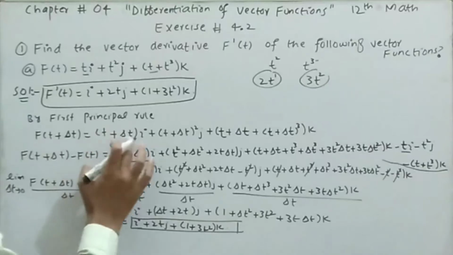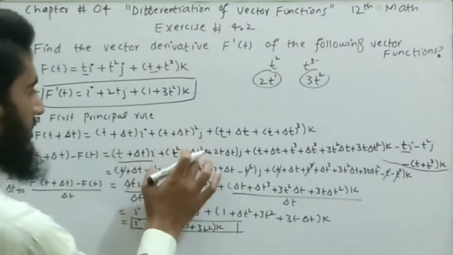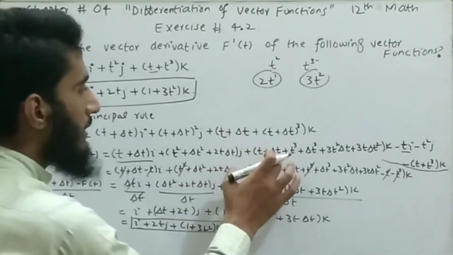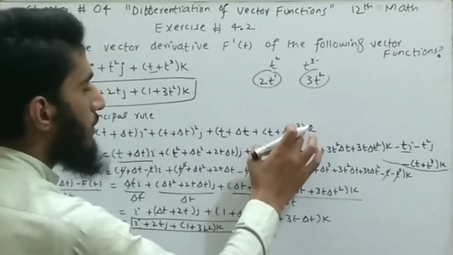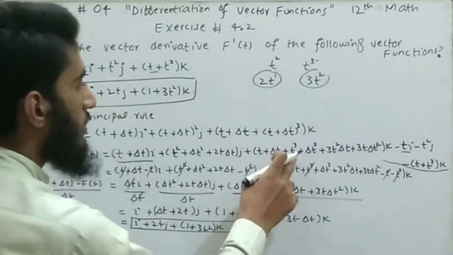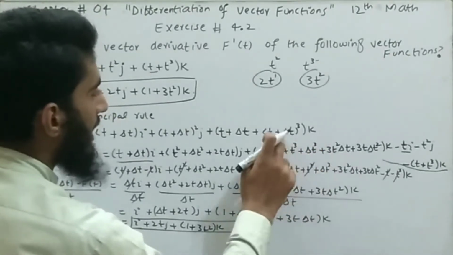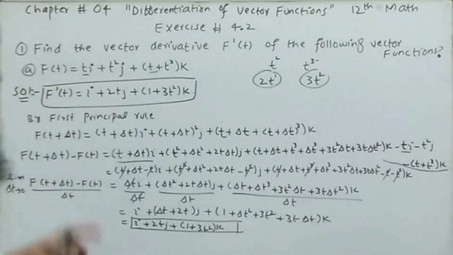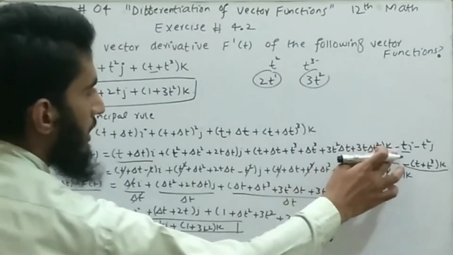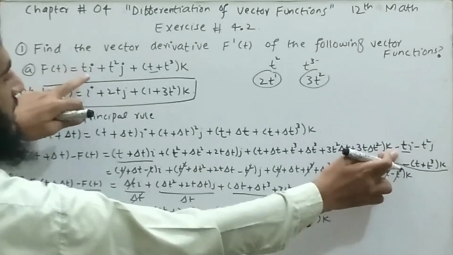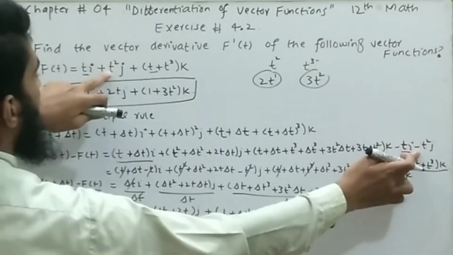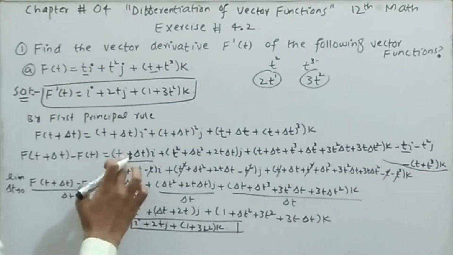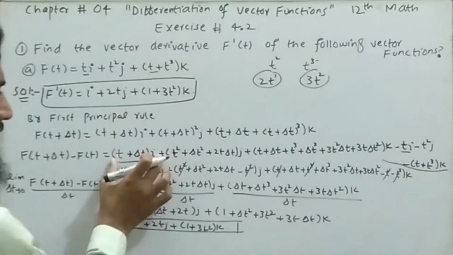Now by simplification, t plus del t i, and for the square we use the a plus b whole square formula, so it becomes t square plus del t square plus 2t del t. And t plus del t whole cube is actually equal to a plus b whole cube, which is equal to a cube plus b cube plus 3 times a square into b plus 3 into a into b square. And after this we will subtract f of t, so over here we will bring the minus sign: minus t i, minus t square j, and minus t cube k.